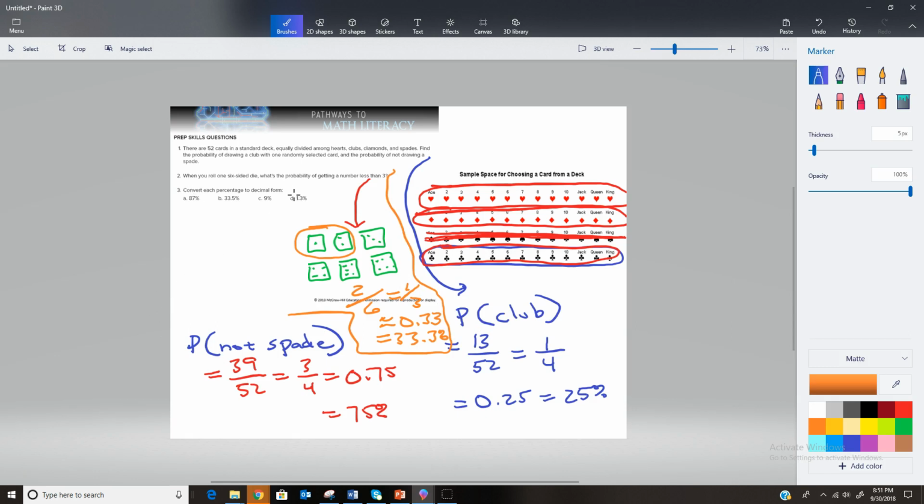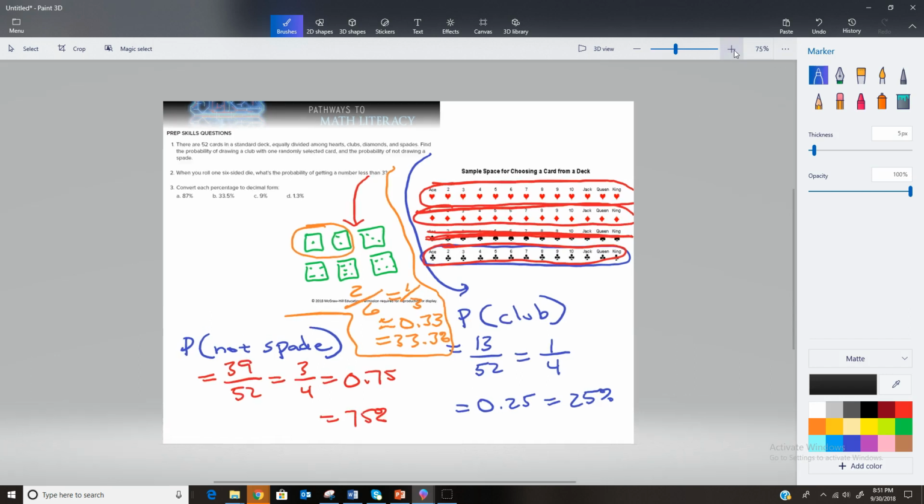Okay, so now we're supposed to convert each percentage to decimal form. And if we were going to do that, 87%, remember from percent to decimal, we're always going to shift it to the left by 2. Let me blow this up a little bit.